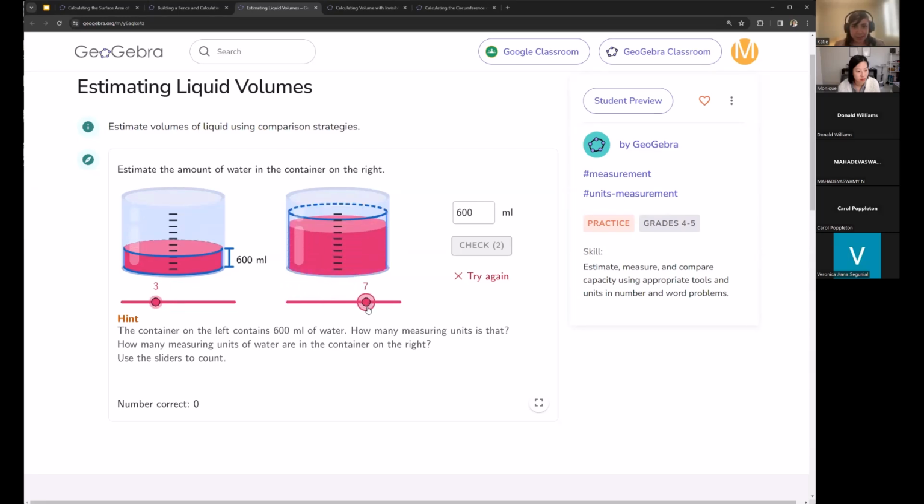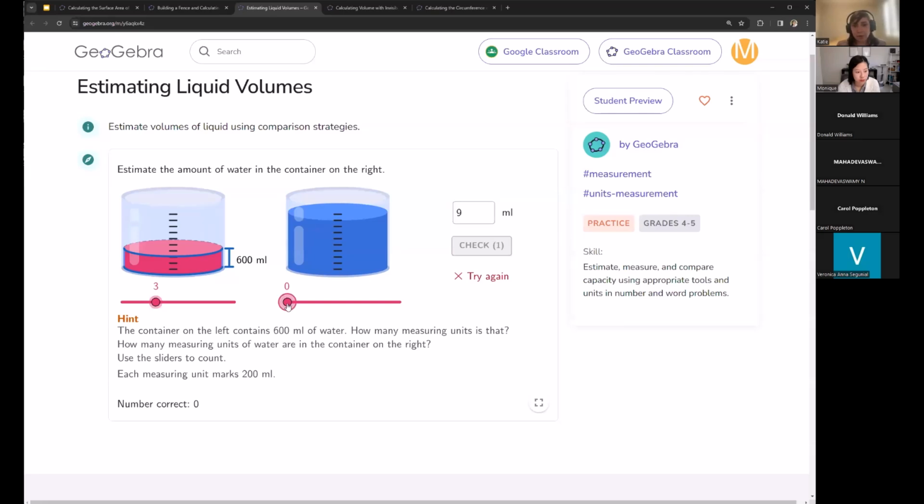And we can vary the height as well. We have some guiding questions built into the hint and some suggestions about what they can do. All right, let's try answering incorrectly again. Let's see what happens next. Okay, we've got a little more information telling us that each measuring unit marks 200 milliliters.